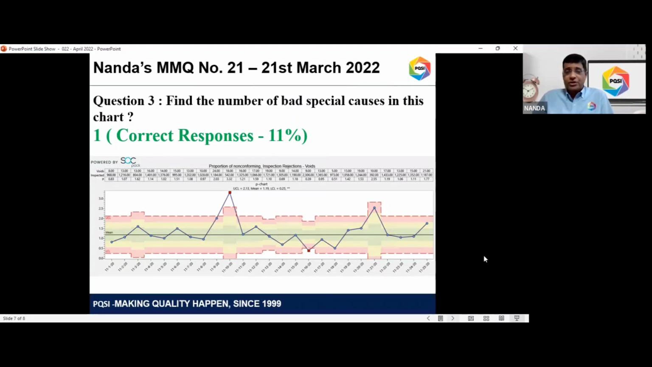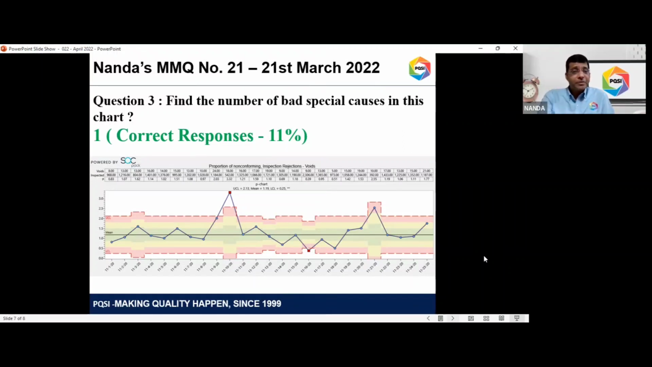So there are 2 special causes, but the one at the bottom, below the lower control limit, is a good special cause, because this is a P chart, and we are actually monitoring the proportion of non-conforming items. So lower the better. A point below the lower control limit means the proportion of non-conforming parts is significantly lower as compared to the other weeks or months. So it's a good special cause. But the one at the top is the bad special cause. And that's why the right answer for this question is 1. There's only one bad special cause, and 11% of the respondents got this answer correctly.